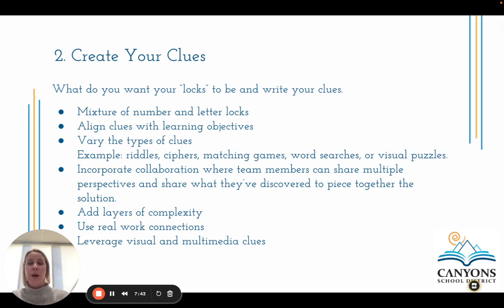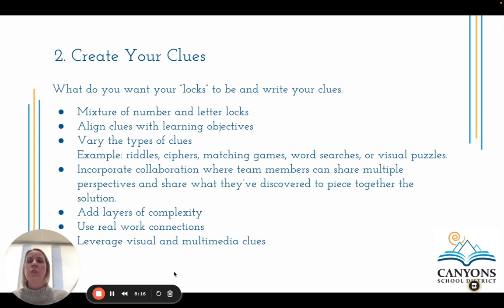You can incorporate collaboration where team members can share multiple perspectives and share what they've discovered to piece things together. You can add some layers of complexity. You want to think about what your students can do. Don't make it too hard, but maybe not make it so obvious either. Or maybe the first time you create a breakout room, you kind of lean on the easier side just so you can get your bearings and you know what to do for next time. Don't be afraid to use, I should say, real world connections, and then leverage visual and multimedia clues.